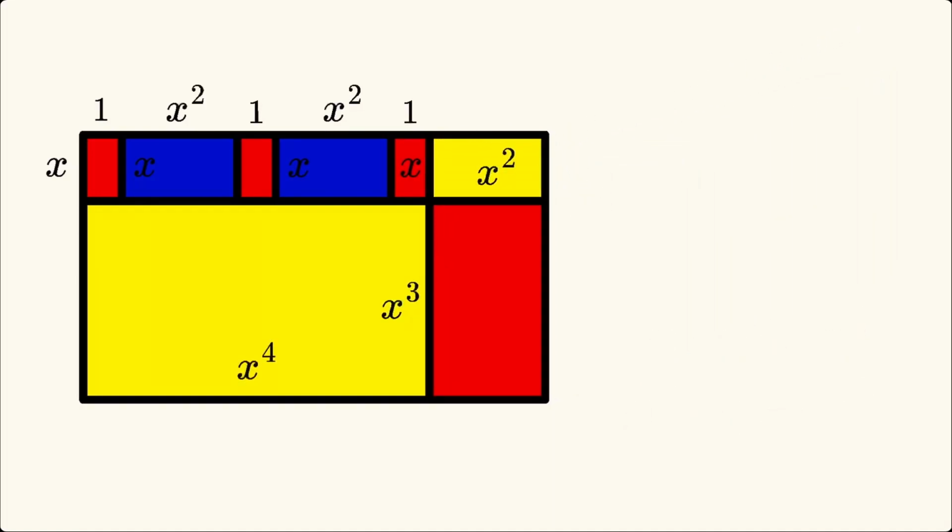Now that we know all of the side lengths, let's solve for x. We know the long side of the yellow rectangle is x to the fourth, and must be equal to the sum of the lengths of the rectangles above it. That tells us that x to the fourth is equal to 2x squared plus 3.